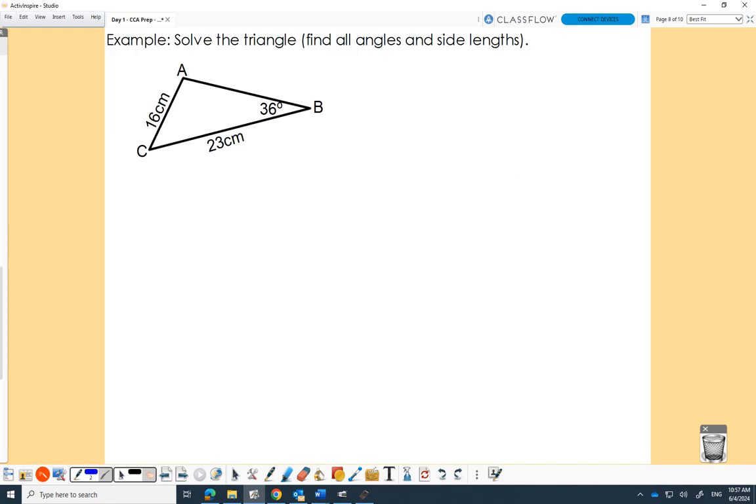Okay, now this says find all the sides and angles. My question right off the hop is, will sine law work?